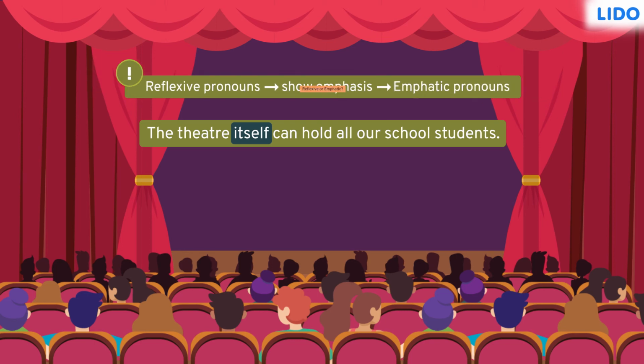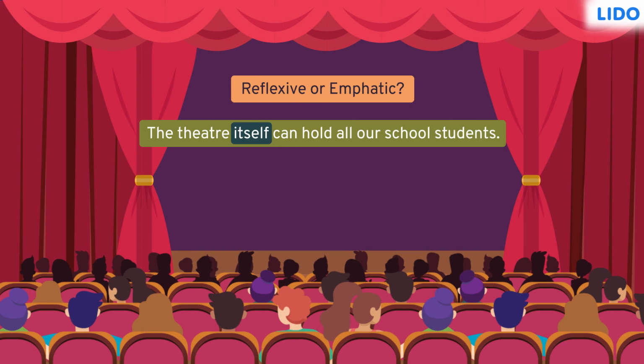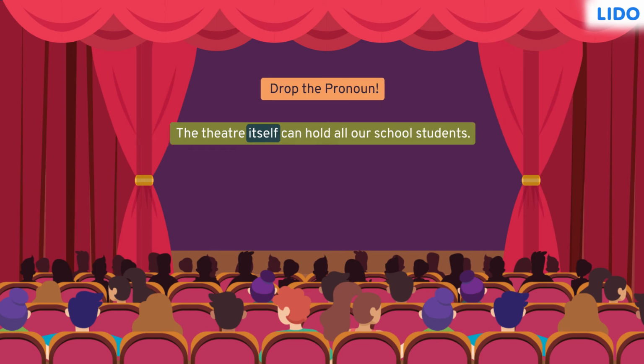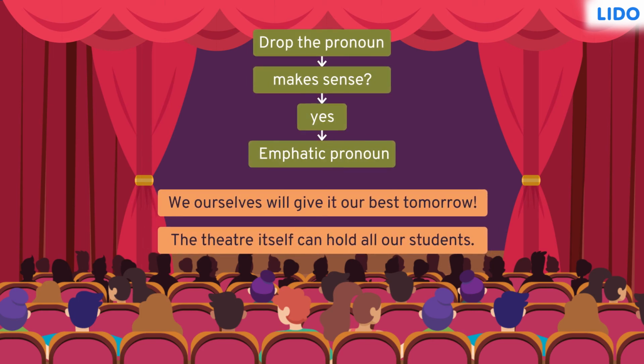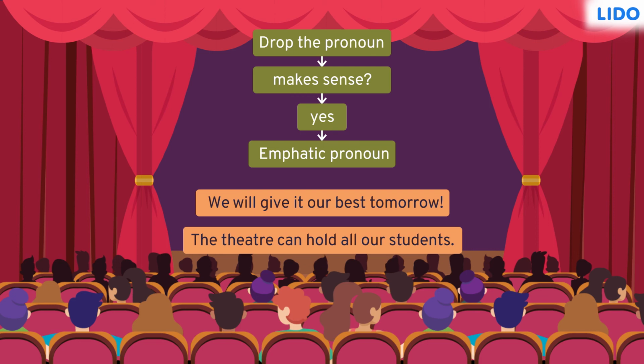How do we find out if a pronoun is reflexive or emphatic? It's easy. Drop the pronoun. If the sentence still makes sense, it's an emphatic pronoun. Like in these sentences, "We will give it our best tomorrow" and "The theatre can hold all our students." Phew! See? Nothing changed. Emphatic pronouns.